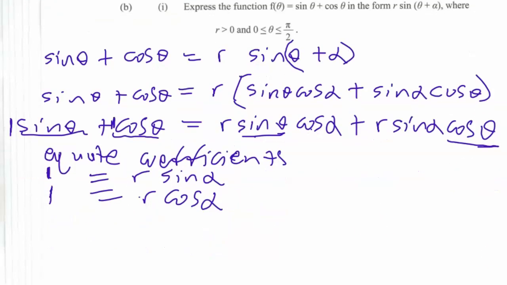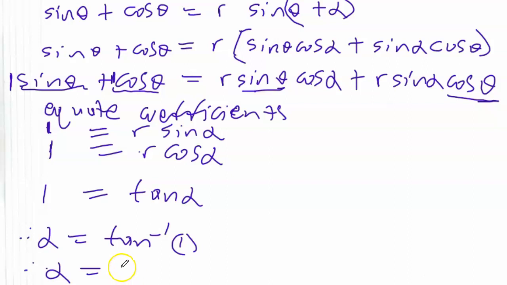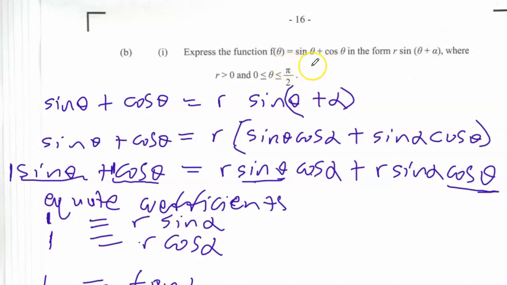Alright? So we can divide these by each other. 1 divided by 1, that's 1. And r sine alpha divided by r cos alpha, the r cancels r, so we're left with tan alpha. So tan alpha is equal to 1, which means that alpha is tan inverse 1, that's 45 degrees, or pi over 4 radians, multiplying by pi over 180 to convert degrees to radians. Since we're asked, it suggests that we should put the angle in radians.